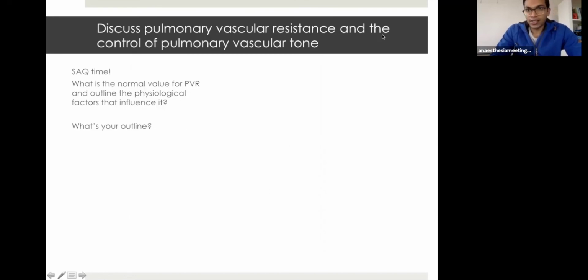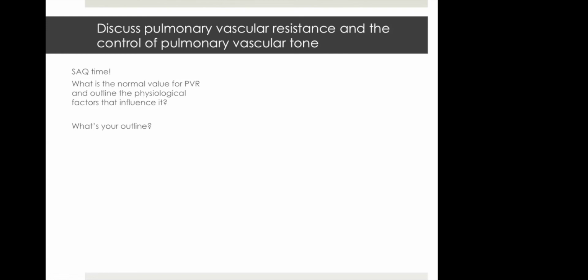Actually, let's do this as an SAQ now. So discuss pulmonary vascular resistance and the control of pulmonary vascular tone. So I think for me, my outline is, I just have two, I don't know whether it's a good answer. I have two equations. So I think the first one is modified Ohm's law. So resistance equals pressure over flow. And then the second equation is the Hagen-Poiseuille equation: resistance equals 8 times viscosity times length over pi radius to the power 4.